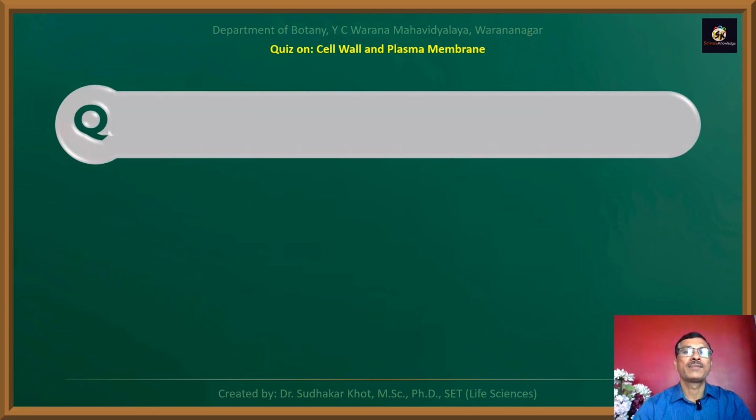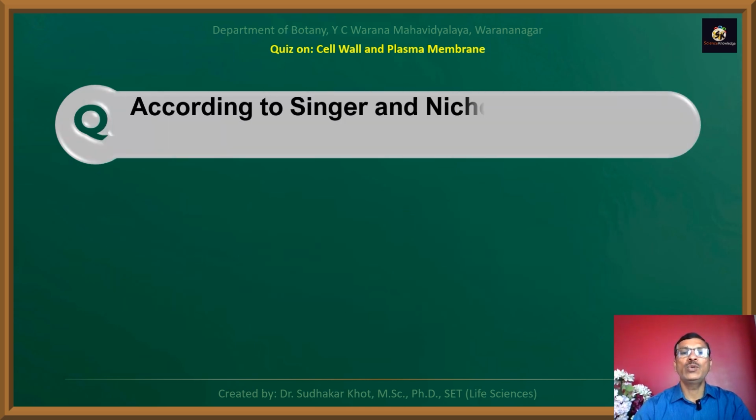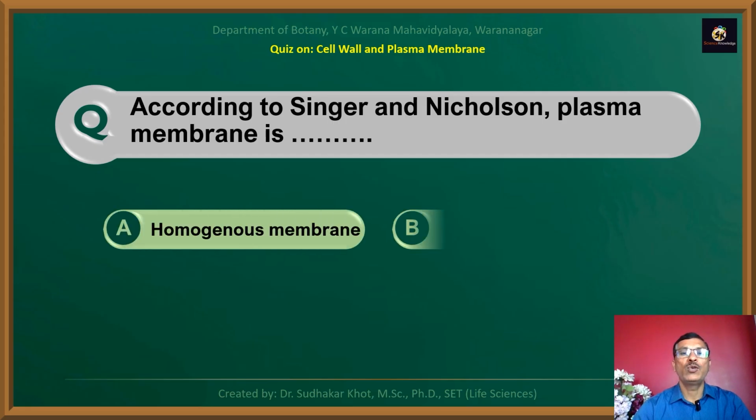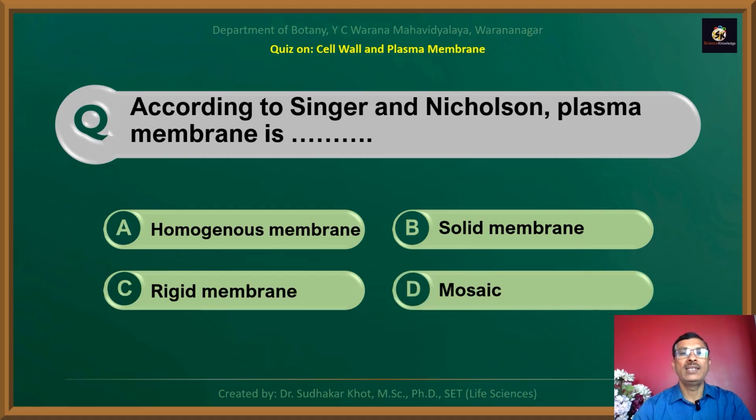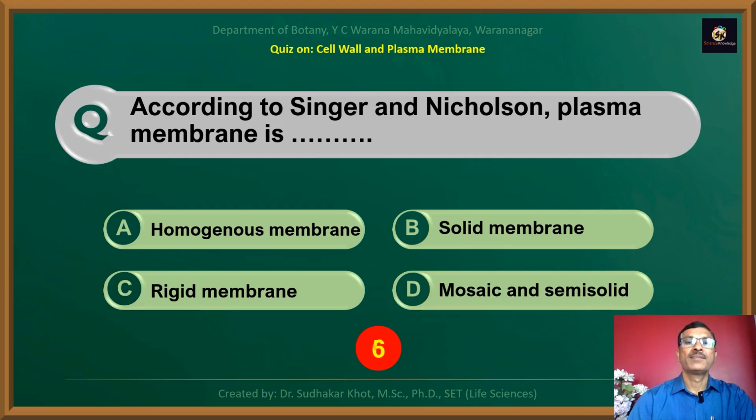Next question, according to Singer and Nicholson, plasma membrane is A. Homogeneous membrane, B. Solid membrane, C. Rigid membrane, and D. Mosaic and semi-solid membrane. What is proposed by Singer and Nicholson? They proposed that cell membrane or plasma membrane is a mosaic structure. It is semi-solid in nature and made up of lipid and protein bilayer.